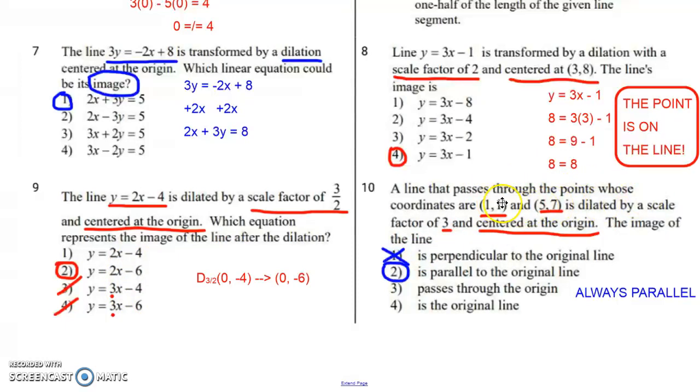Last but not least, I got a little crazy with my colors here. A line that passes through the points given is dilated by a scale factor of 3 and centered at the origin. This was a very easy question. The answer to every single question talking about dilations is that it's always going to be parallel to the original line, always parallel. We could also know that since it's centered at the origin, it's not going to lie in the path of (1, 1) to (5, 7) because the slope between here and here is not 1. From 1 to 5 is a distance of 4. From 1 to 7 is a distance of 6. So the slope is 6 over 4 or 3 over 2. You can't go from (1, 1) down to the origin using that slope.